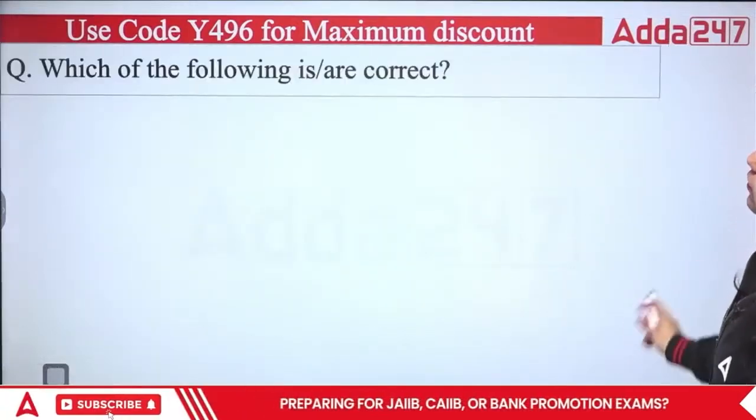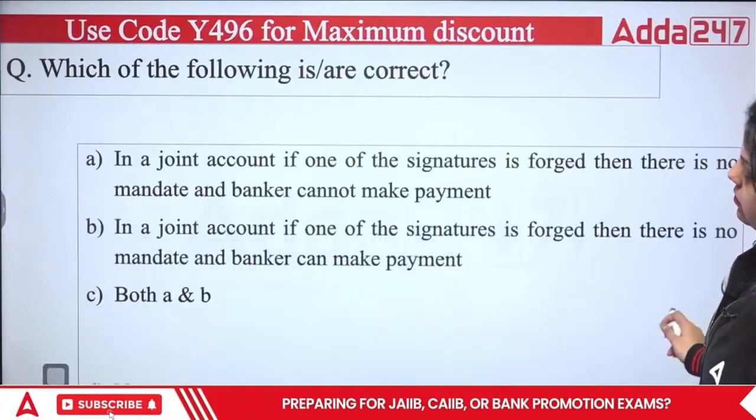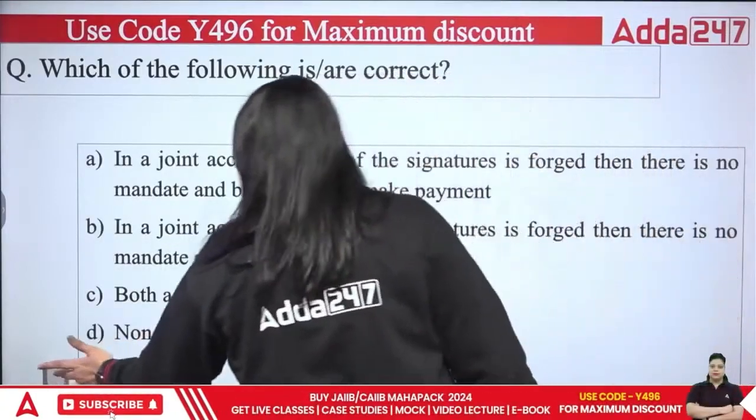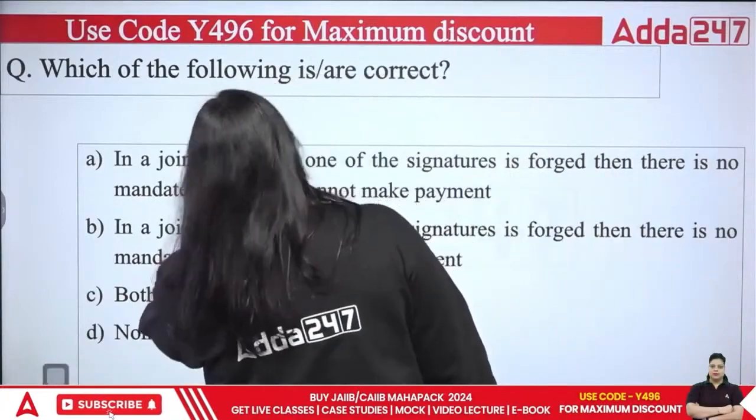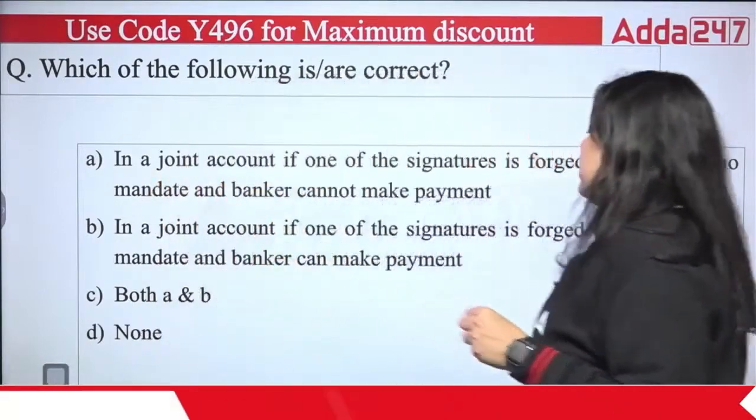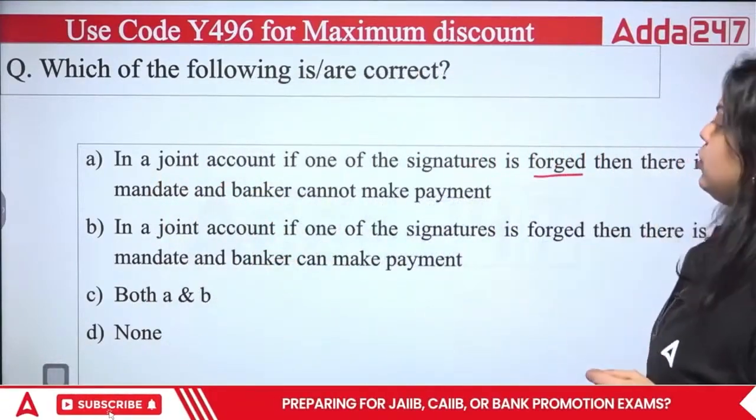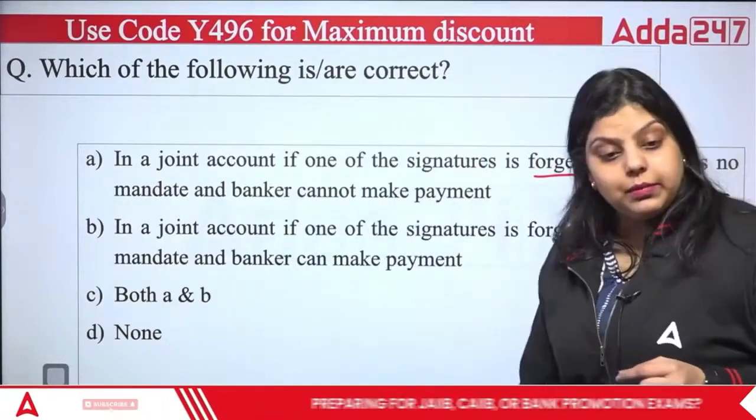Next, which of the following is correct? So we have 4 options here. Which of the following is correct? In a joint account, if one of the signatures is forged, then there is no mandate and the banker cannot make payment.